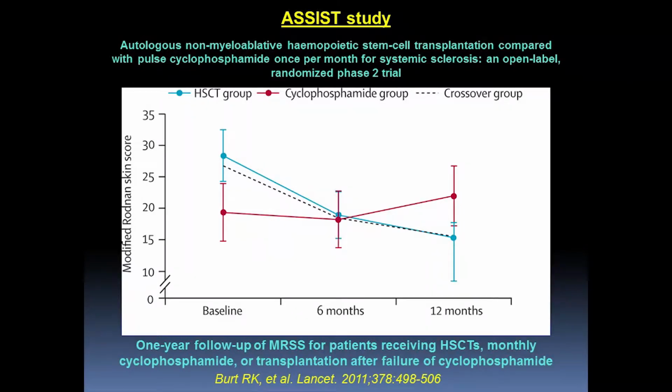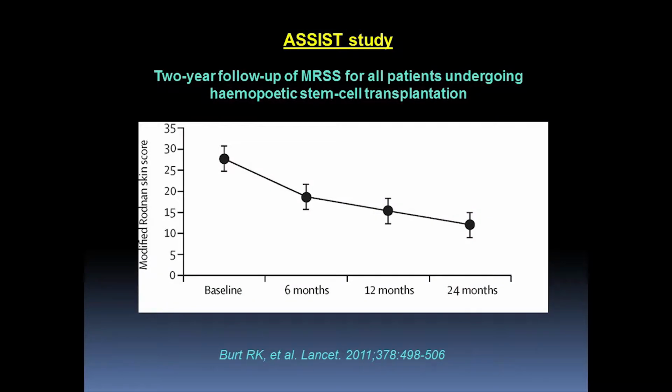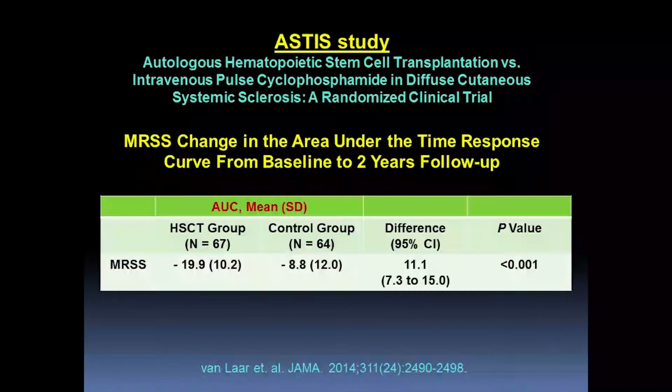The studies are obviously published and looked at lung function and all other quality of life measures, etc. The same thing happened when patients were followed in the ASSIST study from 12 to 24 months. The skin score continued to drop and was significantly better than in those who received cyclophosphamide.